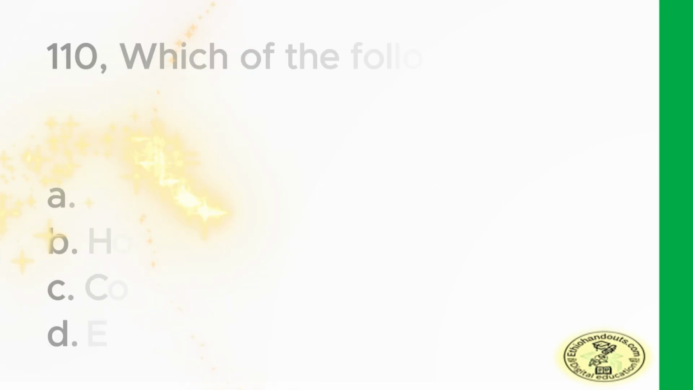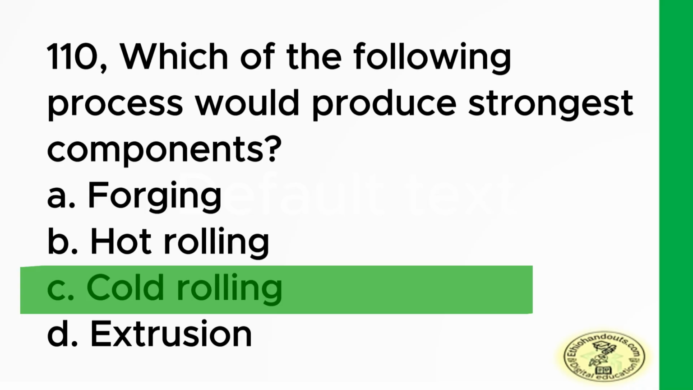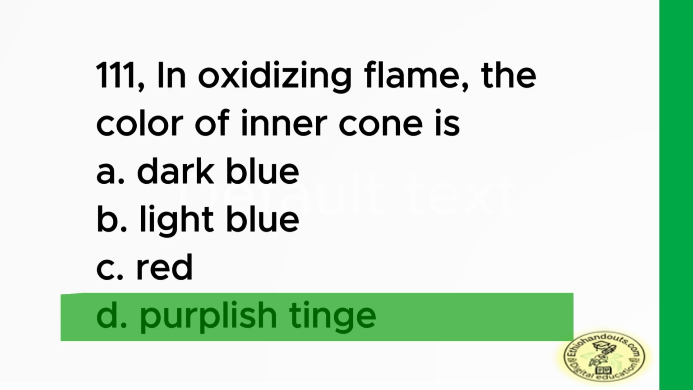Electrochemical debarring. 110. Which of the following processes would produce the strongest components? A. Forging, B. Hot rolling, C. Cold rolling, D. Extrusion. The correct answer is C. Cold rolling. 111. In oxidizing flame, the color of inner cone is A. Dark blue, B. Light blue, C. Red, D. Purplish tinge. The correct answer is D.